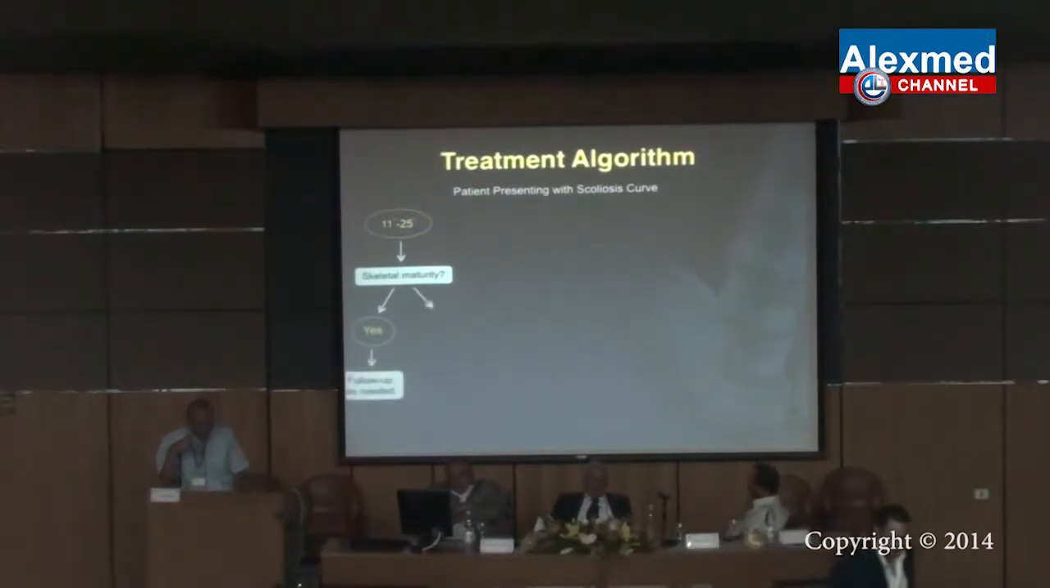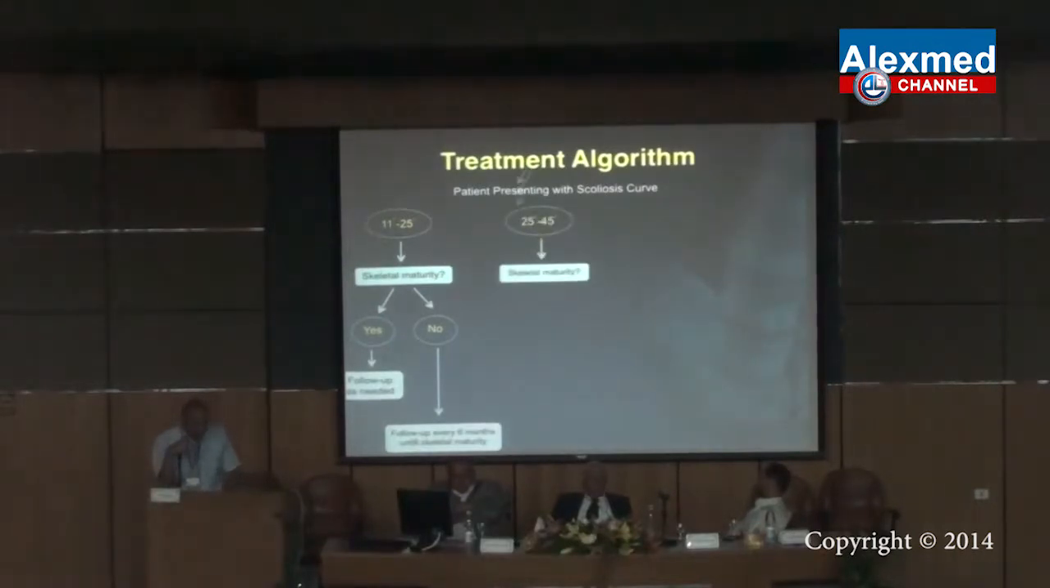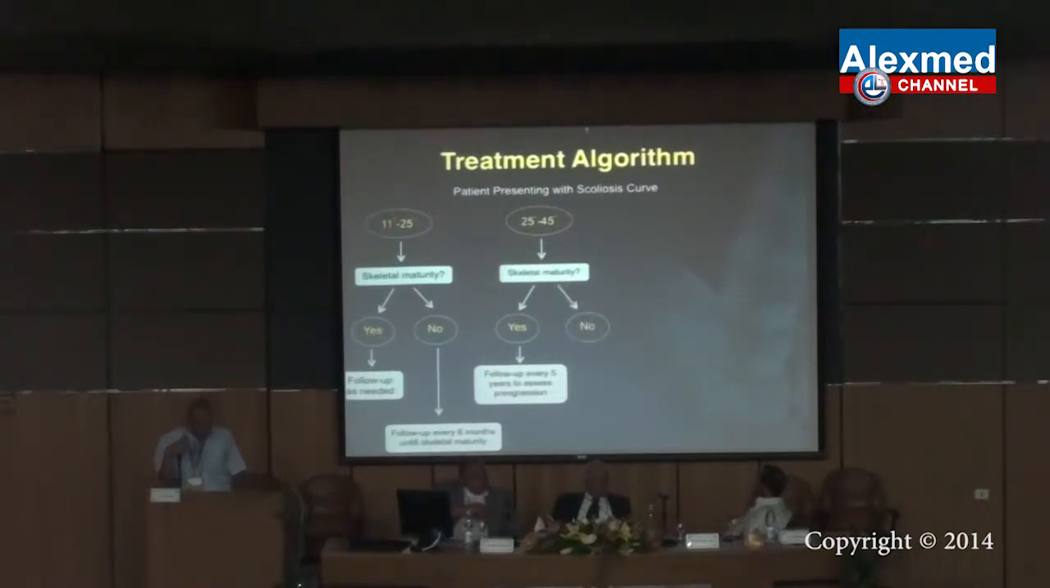and the patient is skeletally mature, we follow up as needed. But if the patient is not mature, we follow him up with plain X-rays every 6 months until full skeletal maturity. If the curve is from 25 to 45 degrees and he is skeletally mature, we follow up every 5 years to assess progression, because progression of the curve after maturity is very, very minimal, and he won't need surgery in most cases.